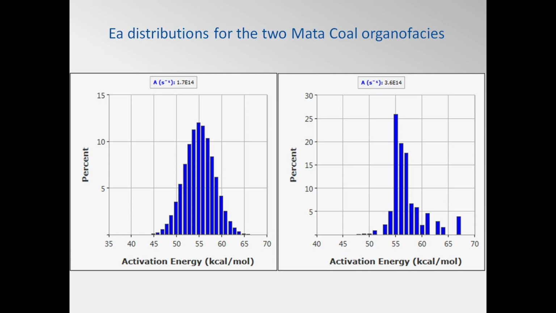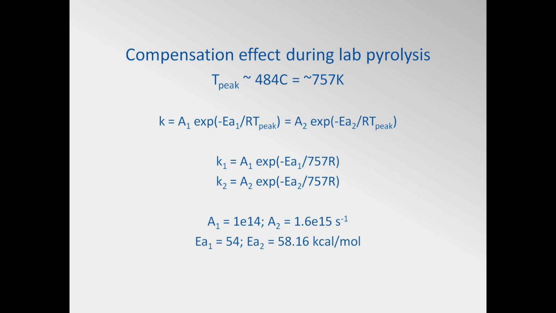Here we see the very different activation energy distributions for the 2 organophase types within the Mata coals: the rather symmetrical traditional type 3 hill on the left, and the slightly more type 2 appearing distribution on the right. I want to revisit now the compensation effect, this time focusing on the temperature issue.